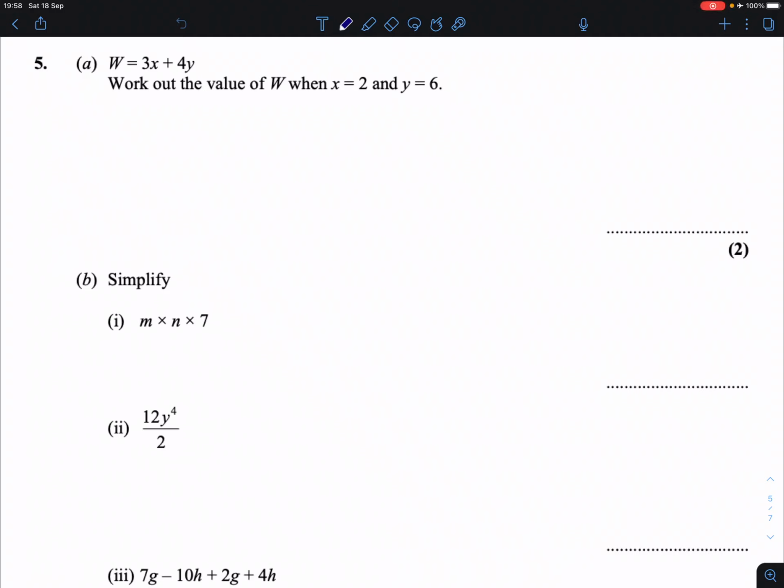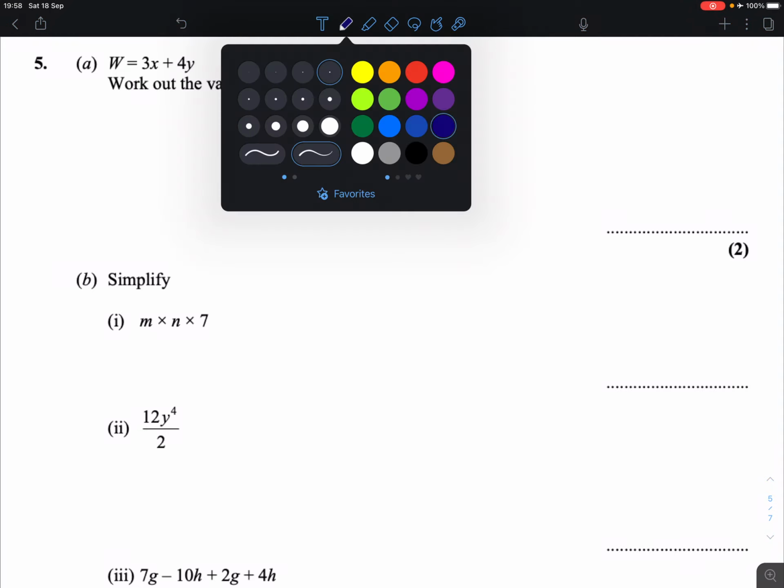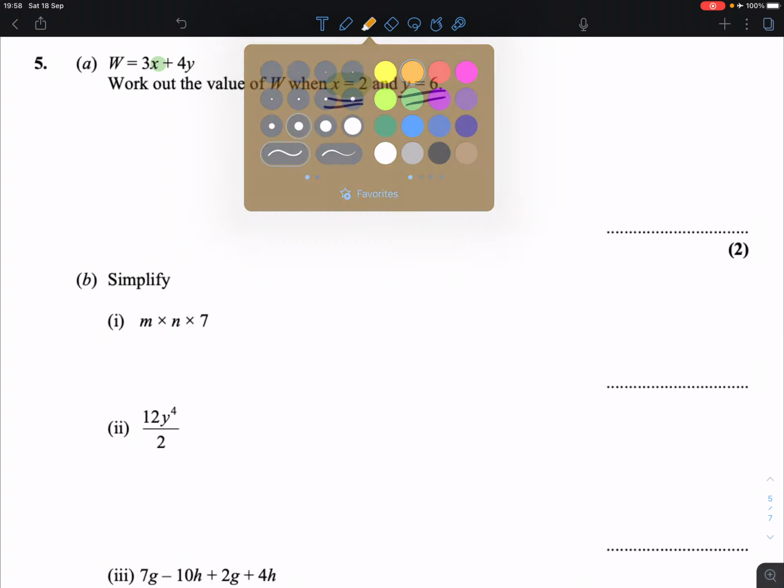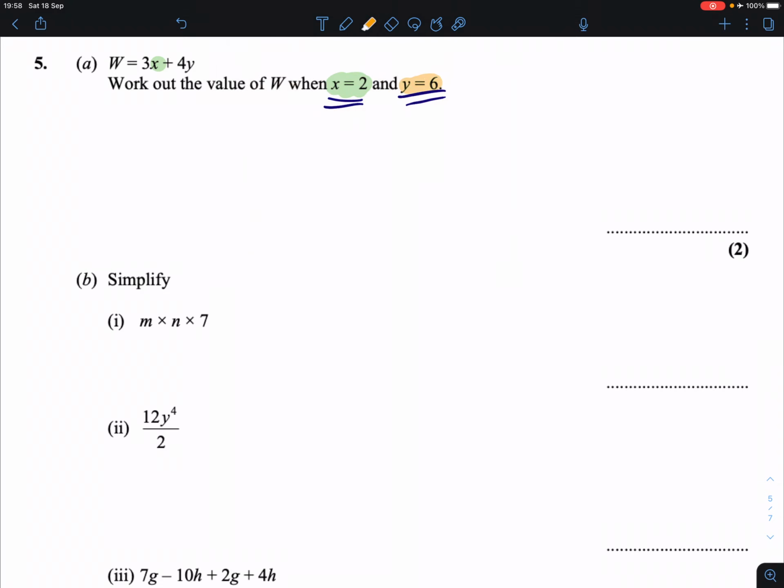Question 5a. W equals 3x plus 4y. Work out the value of w when x equals 2 and when y equals 6. So what that's saying is that in this expression, x can be replaced with the number 2 and y can be replaced with the number 6. So the first thing you'd want to do is write this substituted in.